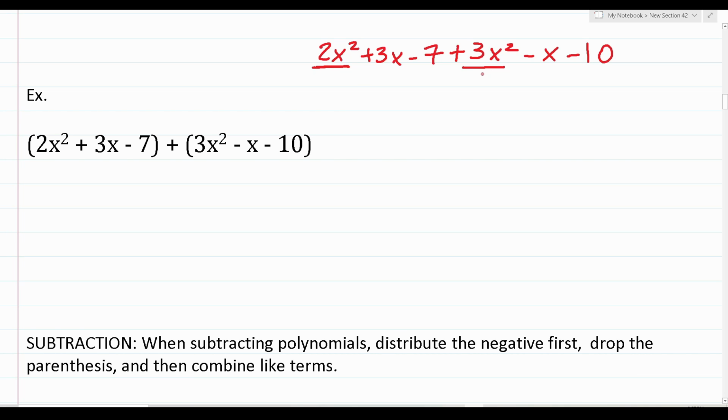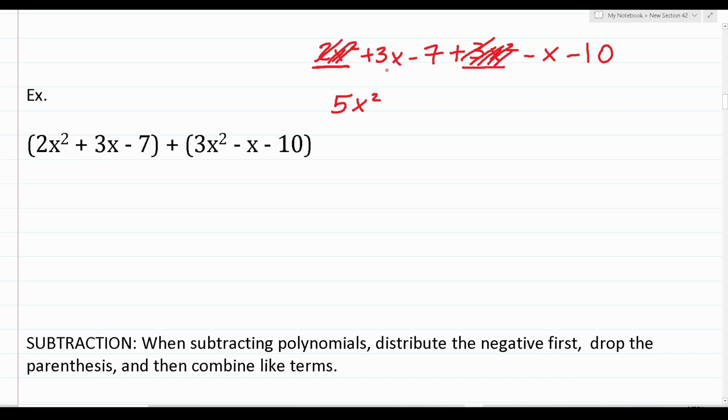2x squared plus 3x squared is 5x squared. And now that we've combined them, let's go ahead and just cross them out. That way this polynomial looks a little bit easier to work with.